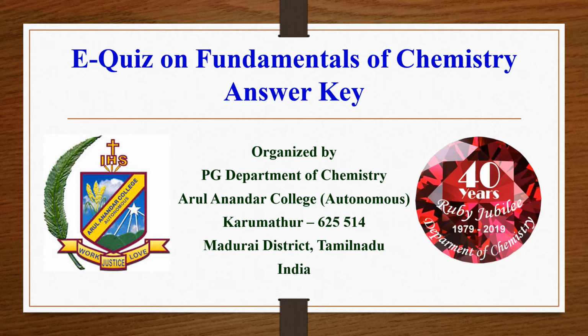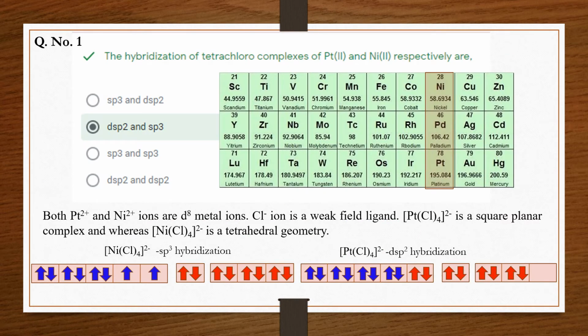The first question is: the hybridization of tetrachloro complexes of platinum 2 and nickel 2 respectively are. Actually, the correct answer is dsp2 and sp3. If you look at the periodic table, nickel and platinum come in the same group, and both are 2 plus metal ions having d8 outermost electronic configuration, and the ligand is also the weak field chloride ion, but PtCl4 forms a square planar complex, whereas nickel tetrachloride forms tetrahedral geometry.